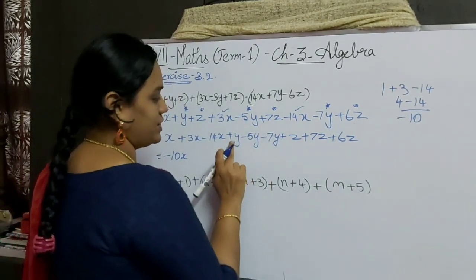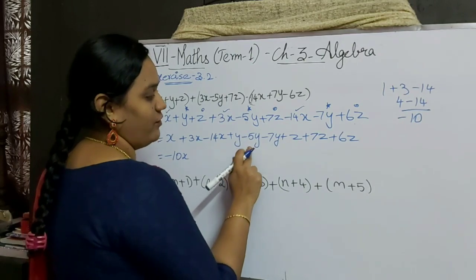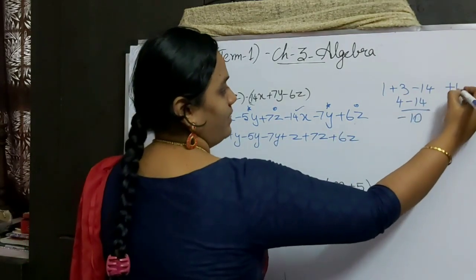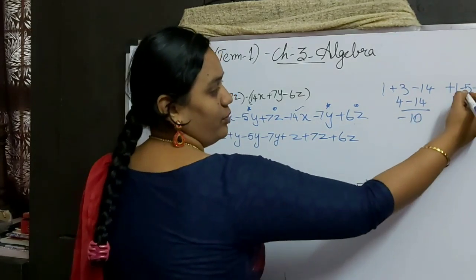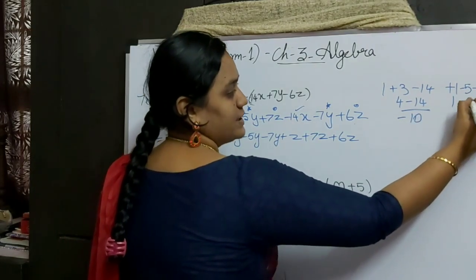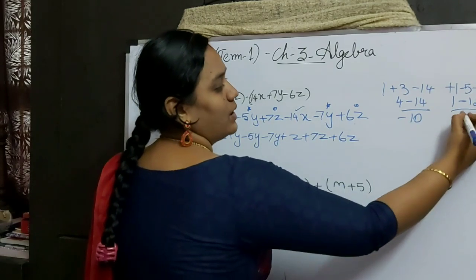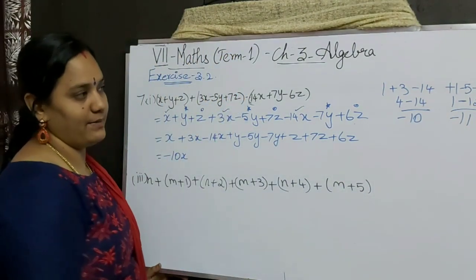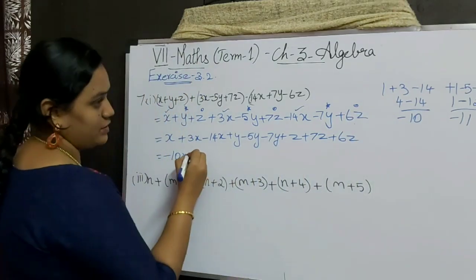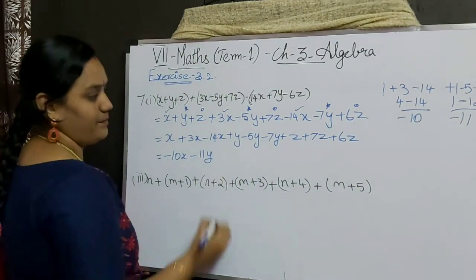Now y terms: coefficients plus 1 minus 5 minus 7. Okay, so here both have same sign, so minus 12. So 1 minus 12 is 11. Greatest number sign is minus. Am I correct? So now minus 11y.